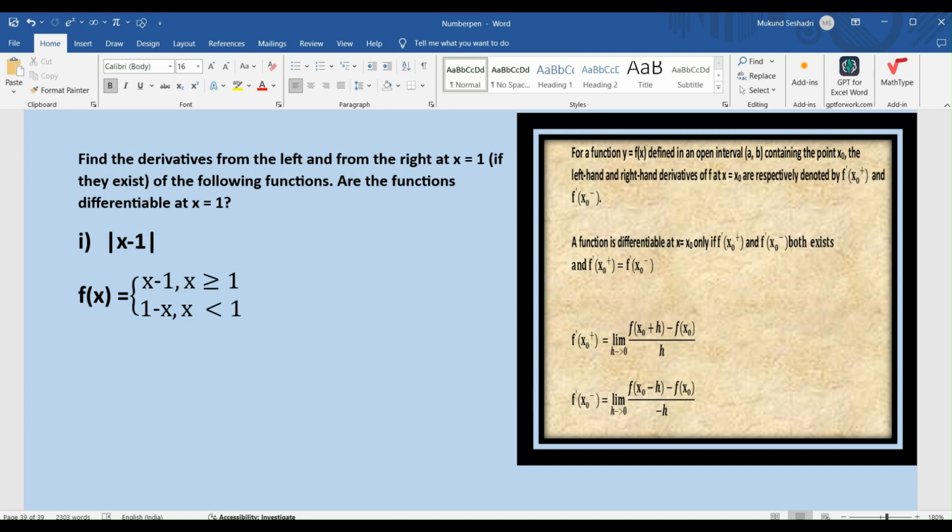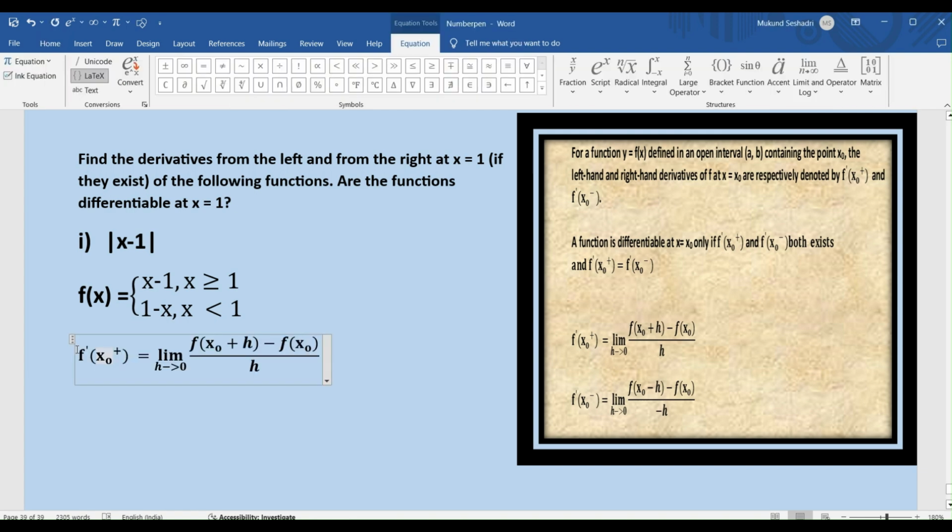So let's write down the left hand and the right hand derivative. So this is my right hand derivative, RHD. f dash of x naught plus can be written as limit h tending to 0, f of x naught plus h minus f of x naught divided by h, right? And what is my x naught? I've been asked to find the differentiability at 1, so I can write this as f of 1 plus h minus f of 1, divided by h, right?